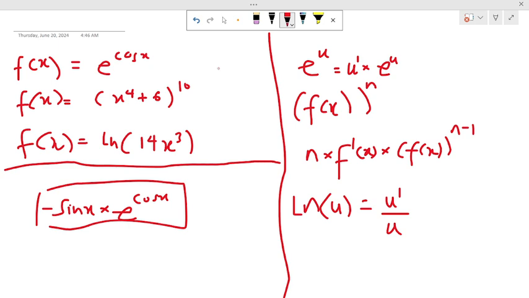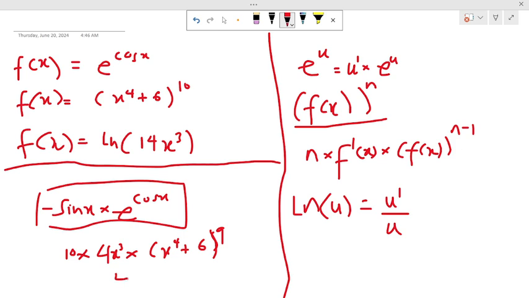Now this is the differential of e to the power cos x. Now let's do the same for f of x is equal to x to the power 4 plus 6, all that to the power 10. Now that will follow the polynomial trick. So what we do is that we write our 10 multiplied by the differential of the inner expression, which is, if I differentiate the inner expression, I get 4x to the power 3. So 4x to the power 3, that's multiplying this same expression, x to the power 4 plus 6, to the power 9.